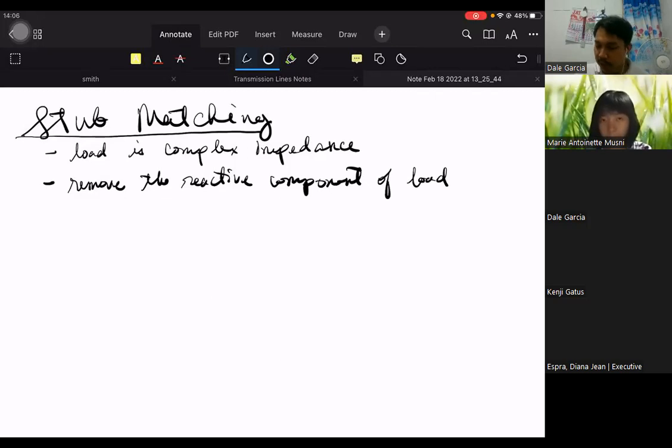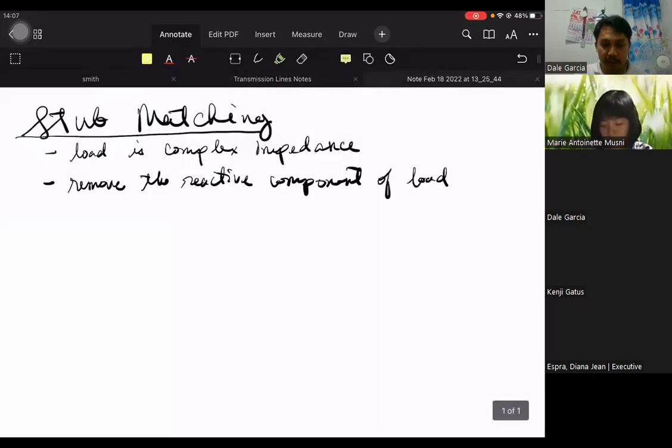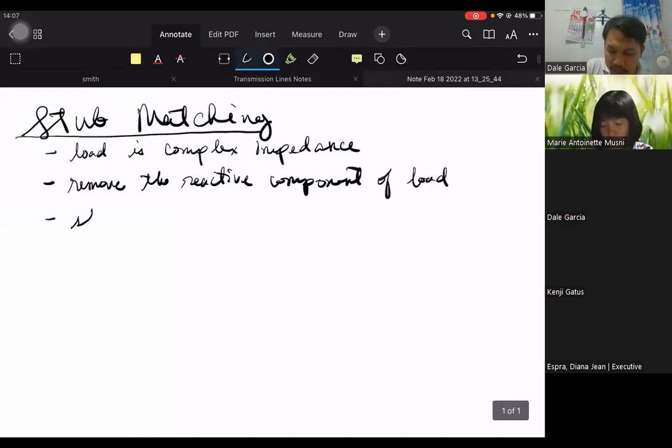So in this situation, of course, we will not be using a quarter wavelength transformer. Okay, that can only be used if the load is purely resistive. But this time, we'll be using stubs, no? Stub or the method of stub matching. A stub is just a piece of transmission line, no? That's what it is.